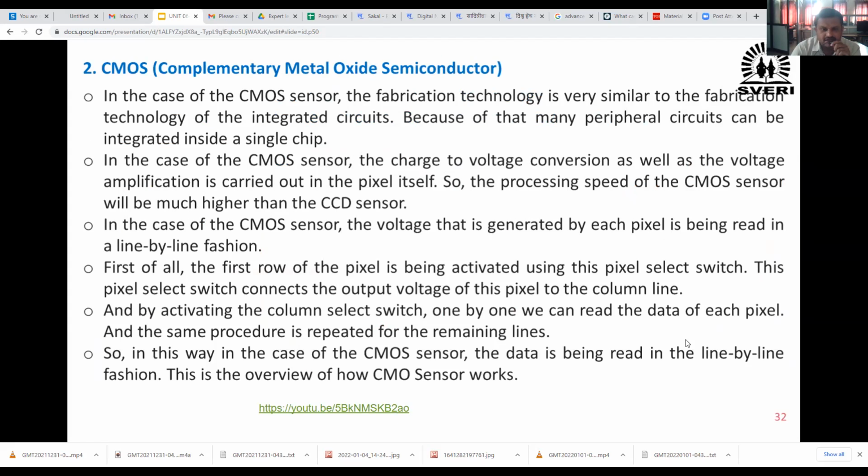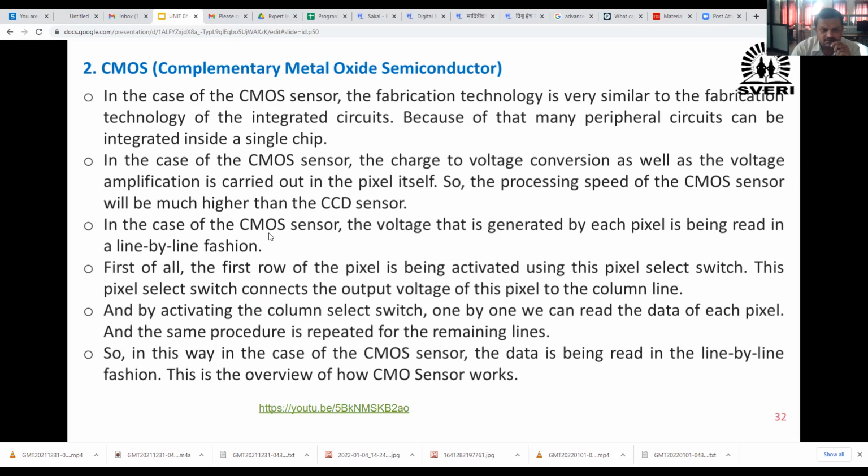CMOS, complementary metal oxide semiconductor. In the case of the CMOS sensor, the fabrication technology is similar to the fabrication technology of the integrated circuits. Because of that, many peripheral circuits can be integrated inside a single chip. In the case of the CMOS sensor, the charge to voltage conversion as well as the voltage amplification is carried out in the pixel itself. So the processing speed of the CMOS sensor will be much higher than the CCD sensor.